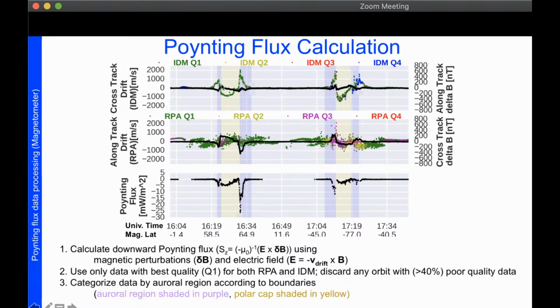So here's an example of the Poynting flux calculation. It is now identified with the yellow regions being the polar cap Poynting flux and the purple regions being the Poynting flux that is associated with the auroral zones. And as I mentioned, subsequent results will show only information from the data that is quality flag 1, but I just wanted to show you what it looked like as we're processing it, with all of the different quality flags coming in. Here's a situation where right at the edge of the polar cap boundary going into an auroral zone, we have a pretty substantial input of Poynting flux, up to about 25 milliwatts per meter squared. That's a pretty high value. Most of the values are much closer to about 5 milliwatts per meter squared.